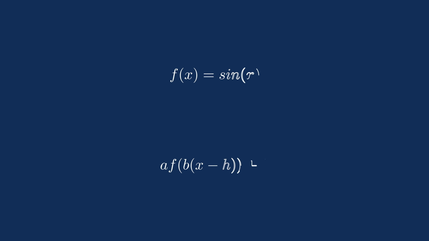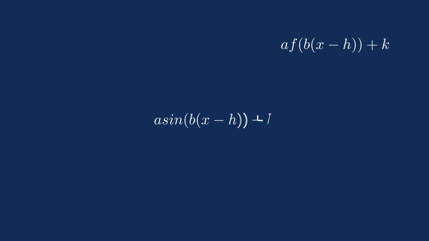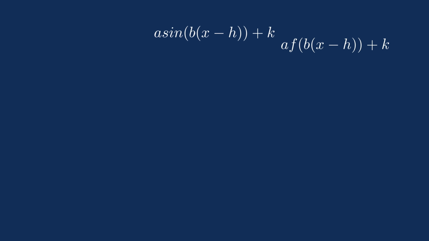Now, we have our general function, f of x is equal to sine of x. But we can account for every possible variation by the bottom function, a times f of b times x minus h, plus k. This function accounts for horizontal shifts, vertical shifts, stretches, or shrinks. If we replaced f of x with sine of x, our general equation would look like this.